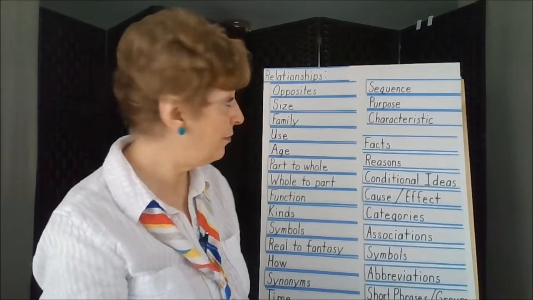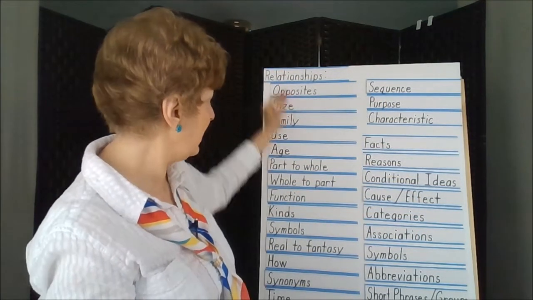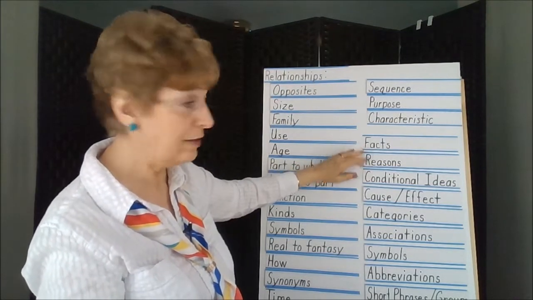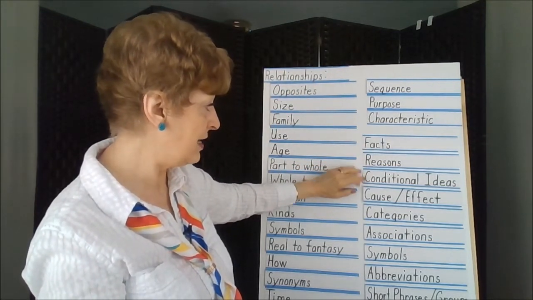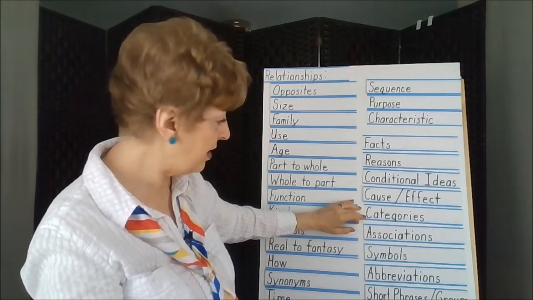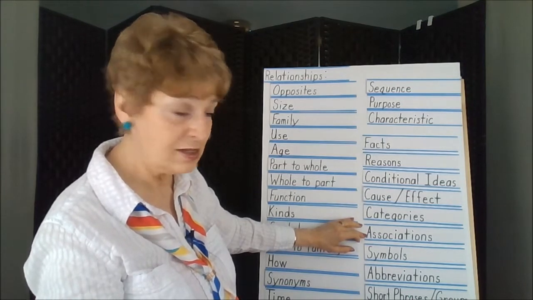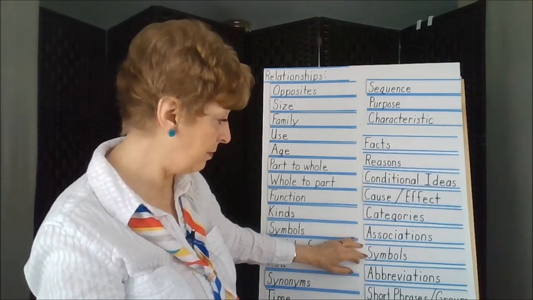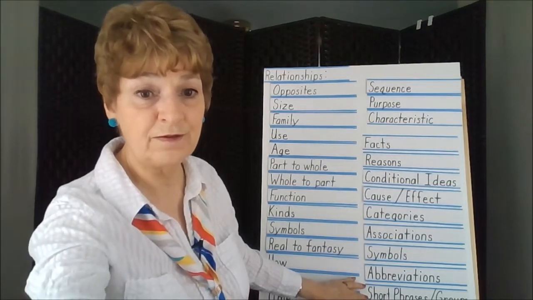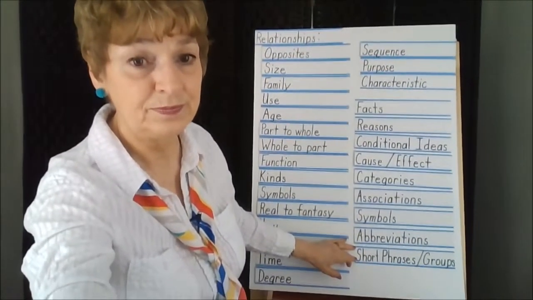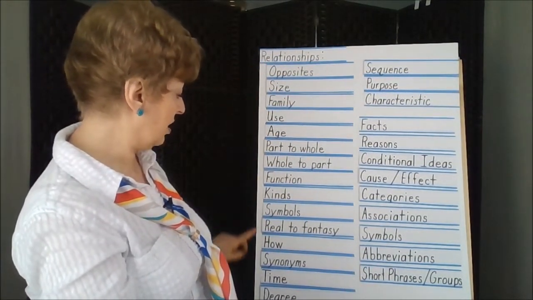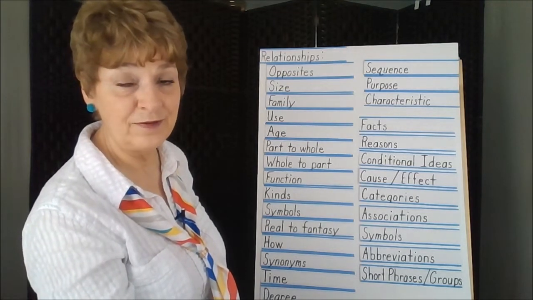You're going to be looking for categories that talk about relationships, facts, give reasons, conditional ideas and cause and effect, the information that's in categories. You're going to make associations, look for symbols, use abbreviations, and group into short phrases or groups. Within the relationships, we have a lot of things that qualify as a relationship.